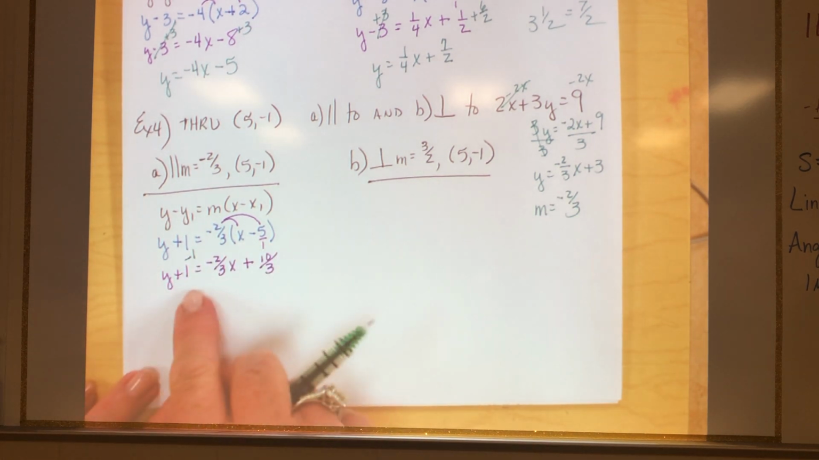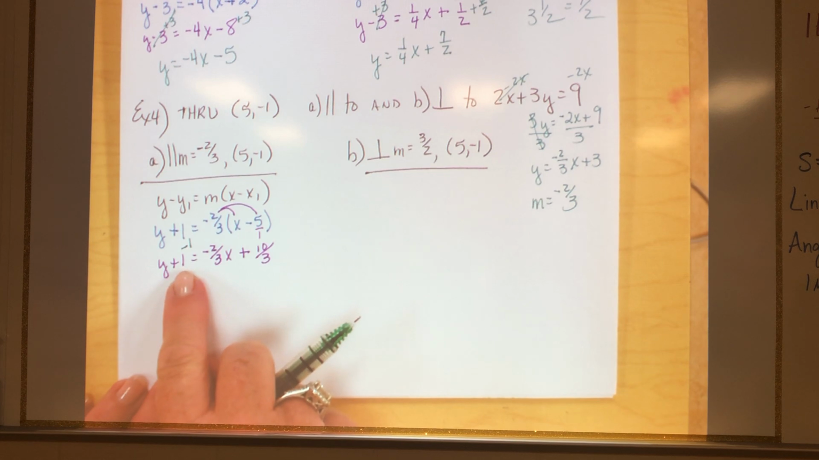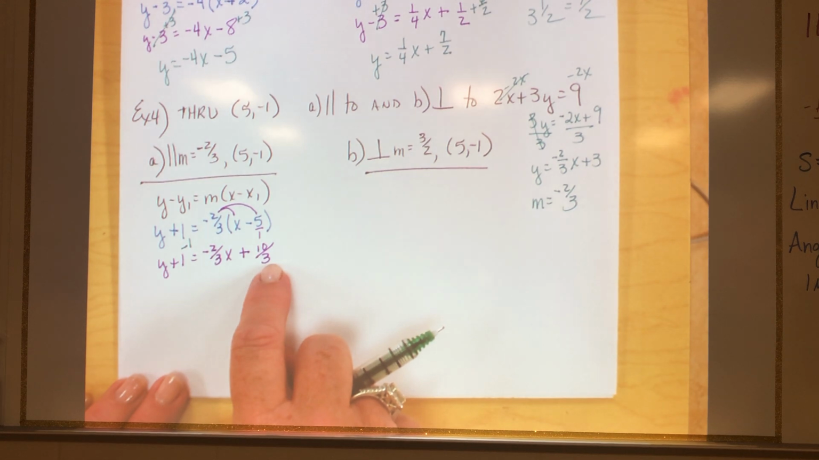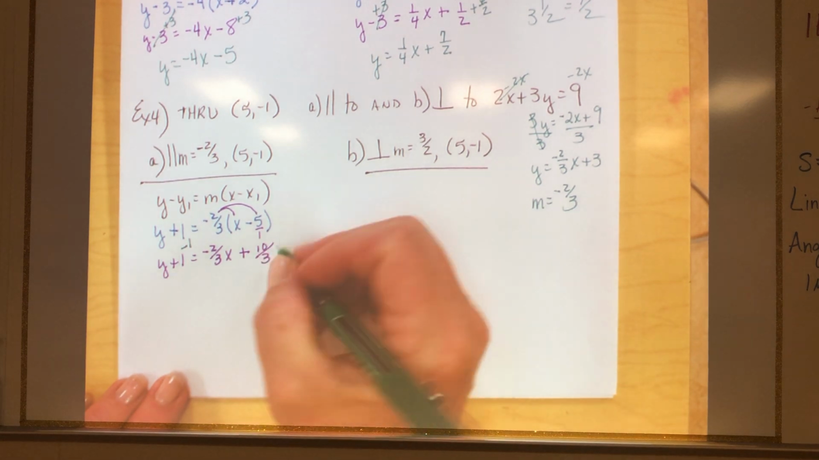Watch what I'm going to do right here. You see how you had to subtract one right here? Give me a one with a three denominator. What is it? 3/3.